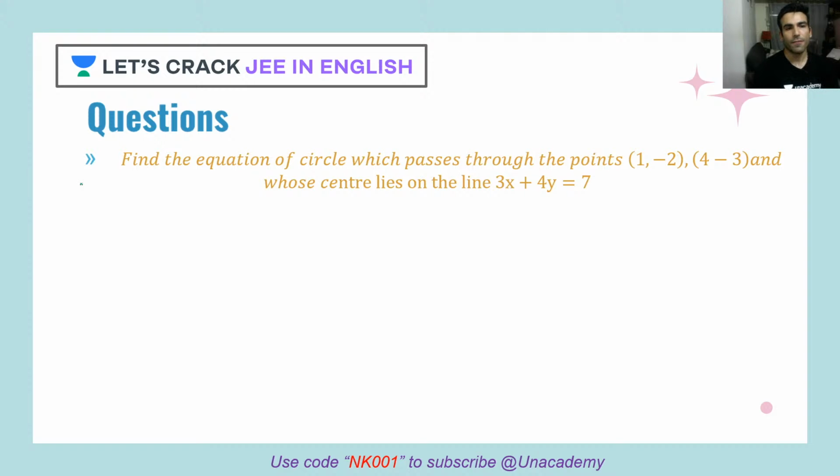Find the equation of circle which passes through the points (1, -2), (4, -3), and whose center lies on the line. Okay, so I again give you guys let's say 45 seconds this time to solve this question. This is a bit smart question. This is not the simple question we solved earlier. This needs a bit of smartness. So you can start solving this question. If you have any hint or any doubt regarding understanding the question, you can just ask me. You're free to ask.